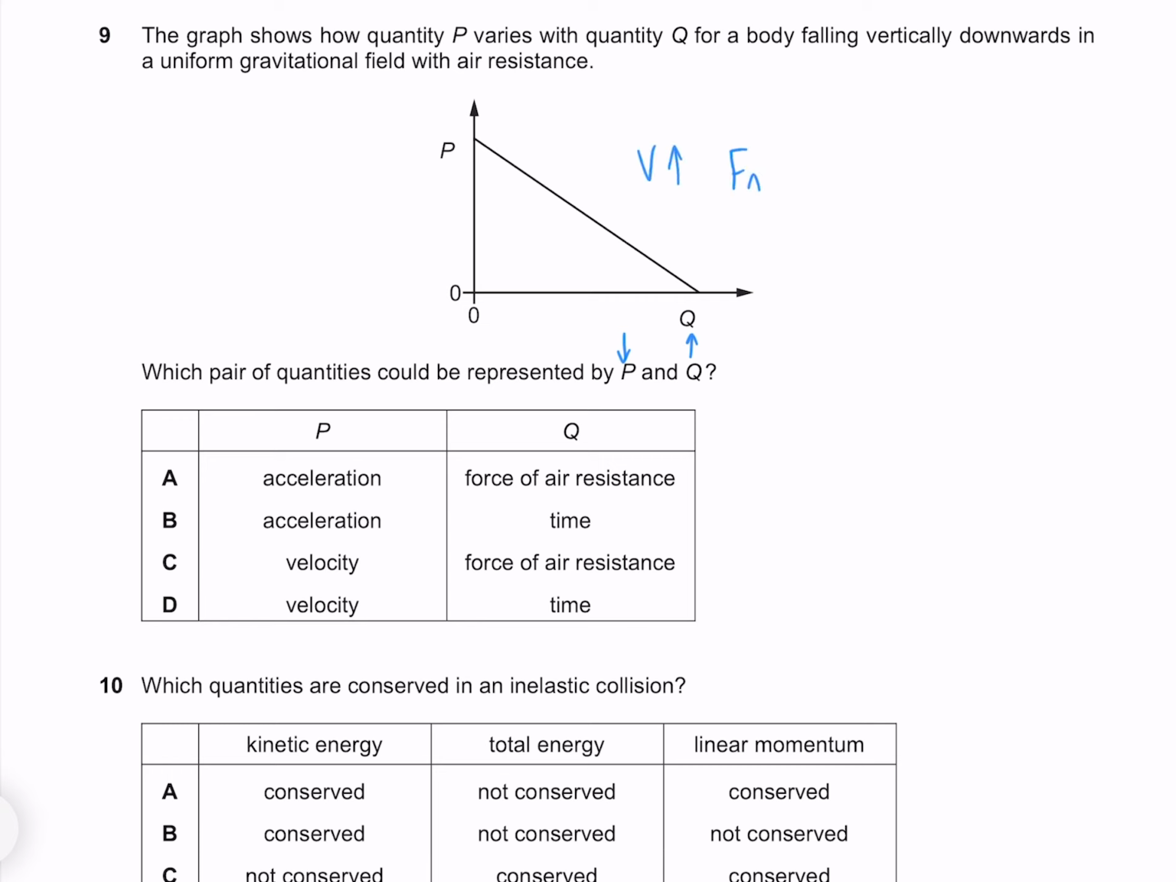of air resistance also increases, which counteracts our gravitational force and makes the net force decrease, which means our acceleration must decrease. And so if our acceleration decreases, we know that our force of air resistance must increase, which fits our observed pattern of P and Q. So our answer is A.